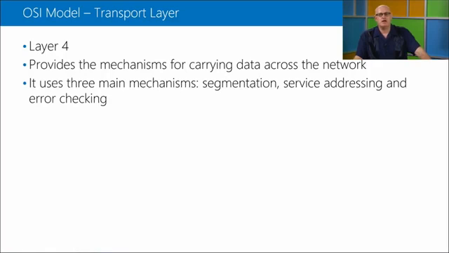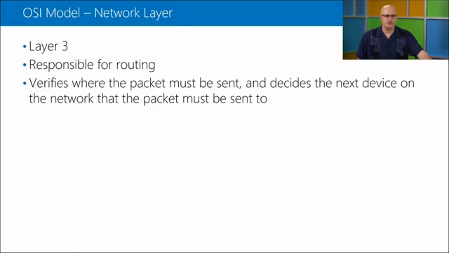The transport layer provides a mechanism for transferring or carrying data across the network. It uses 3 main mechanisms: segmentation, so the breaking apart of messages; service addressing, so ensuring that the address on one side is speaking to the appropriate address on the other side; and then error checking, ensuring that the packet traverses the network without errors being introduced. Layer 3, network layer, is responsible for routing, so transferring across networking segments.